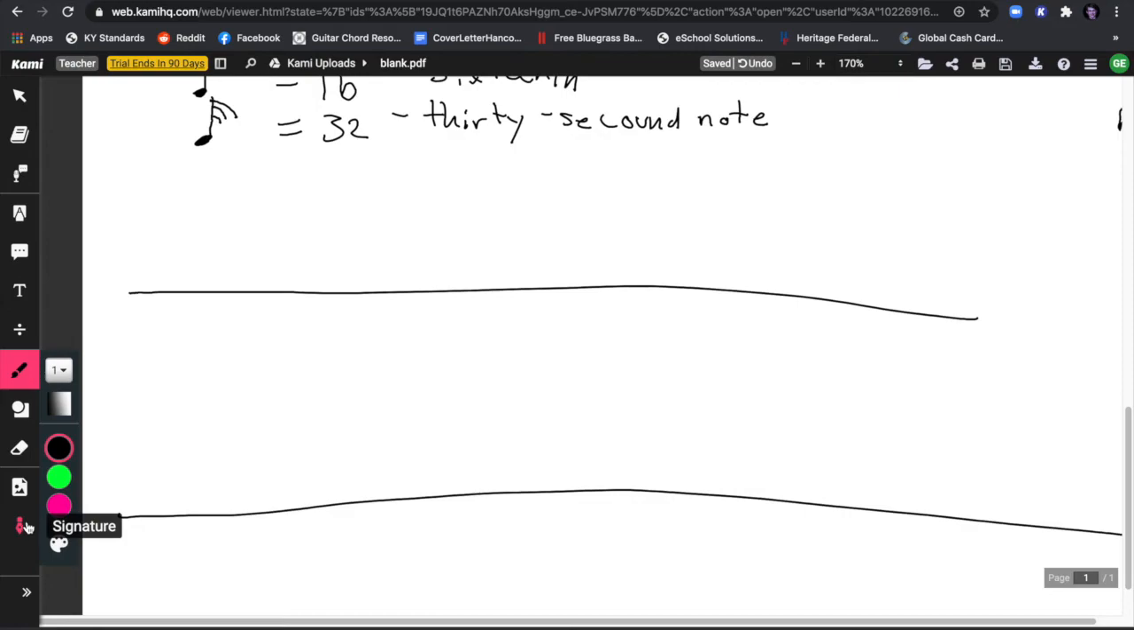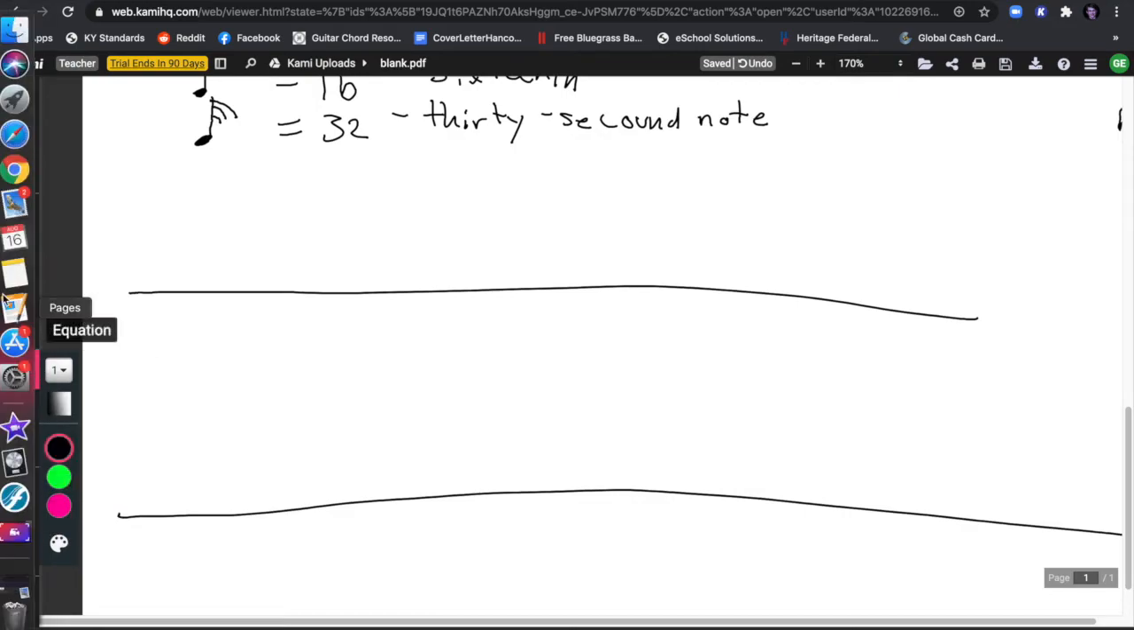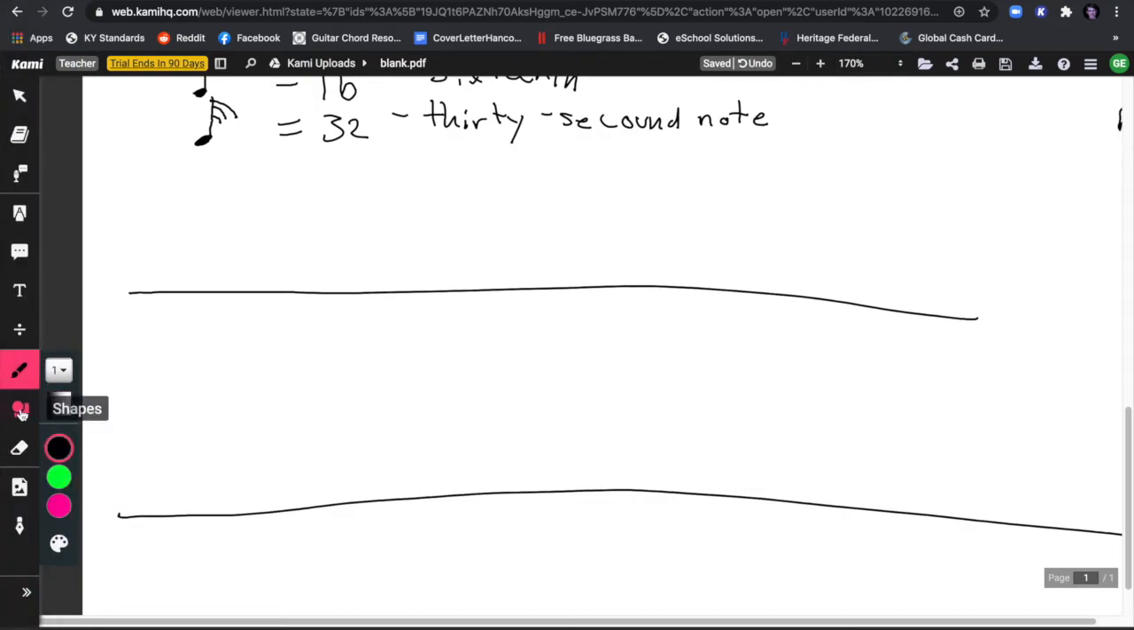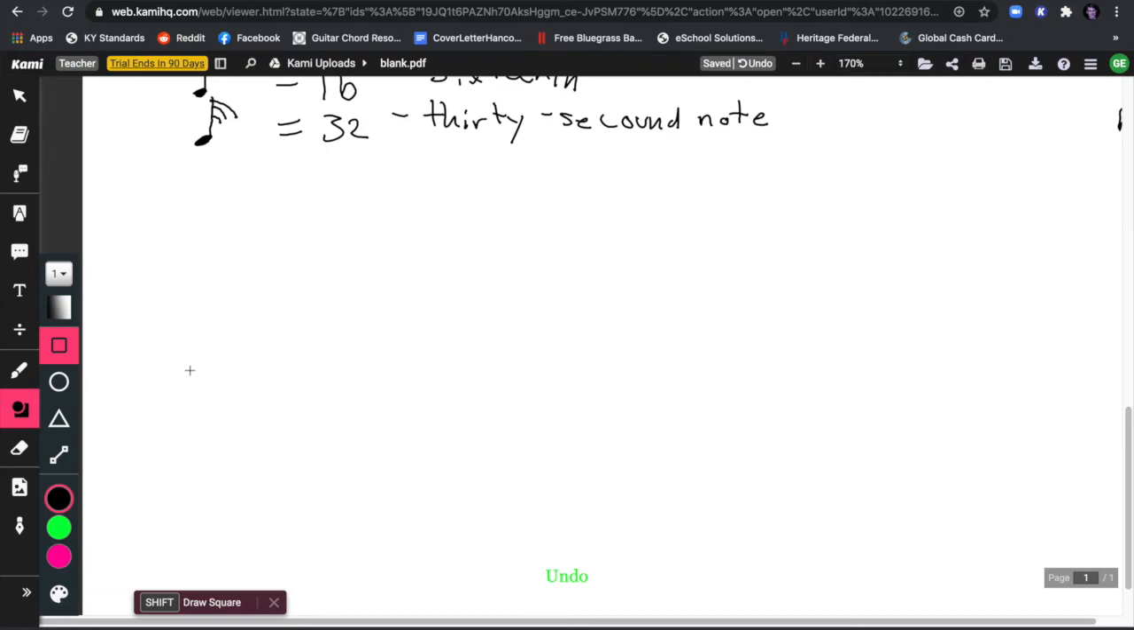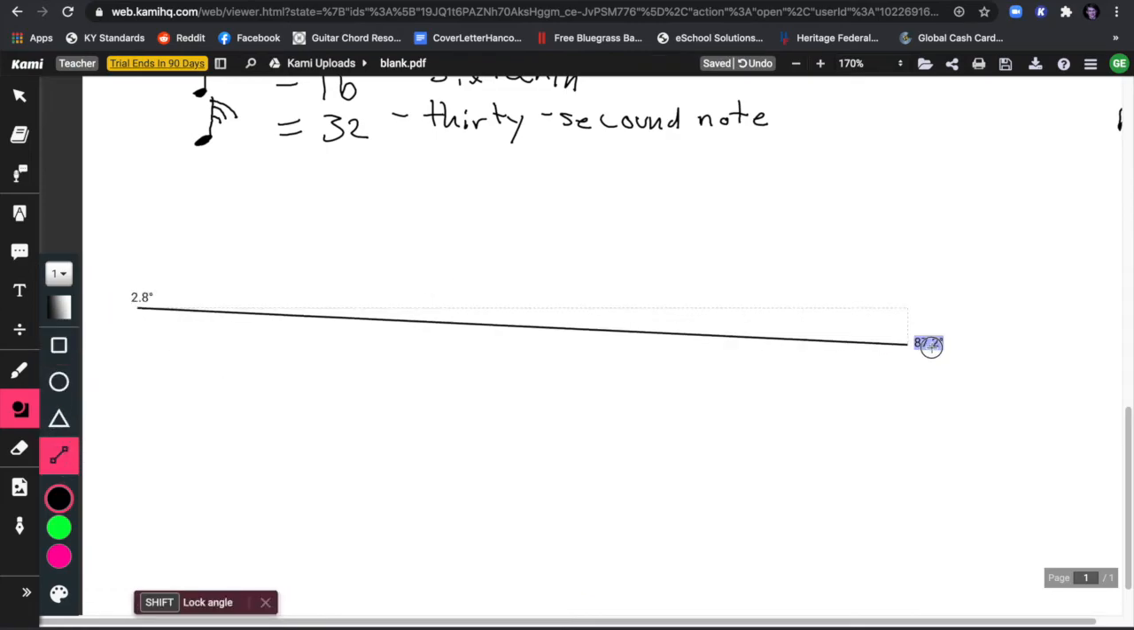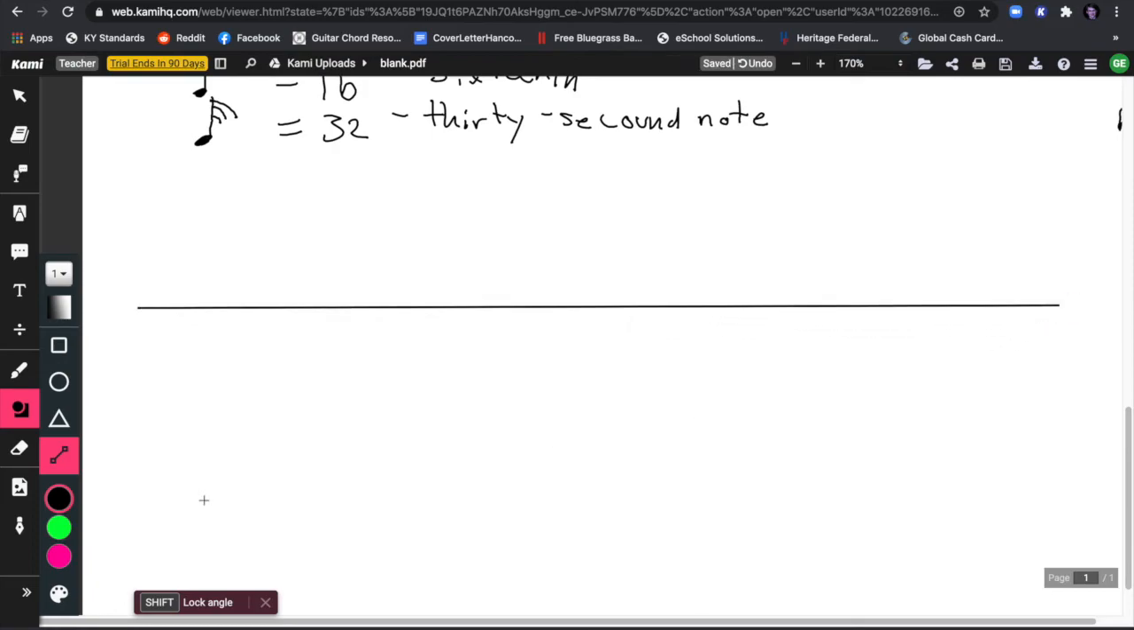Wait, do I have a ruler function on this? No, I do not. Right, let's see my shapes. Oh, I do have a straight line function. Cool. So I'm going to redo those for y'all because that looks terrible. Straight line. And then we'll just do straight line. We'll do another straight line.